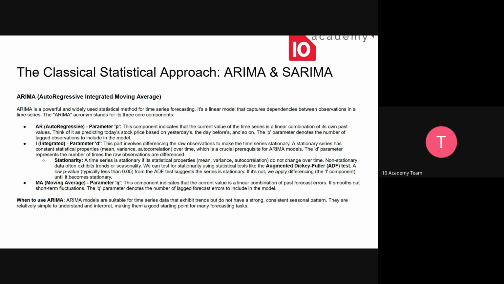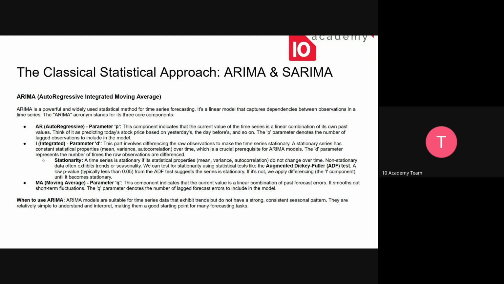If it's not, then we apply differencing, the I component, until it becomes stationary, so we can start from 1 and increase it, right? So that is the concept of I, or integration, in the ARIMA model, that is the characteristic.